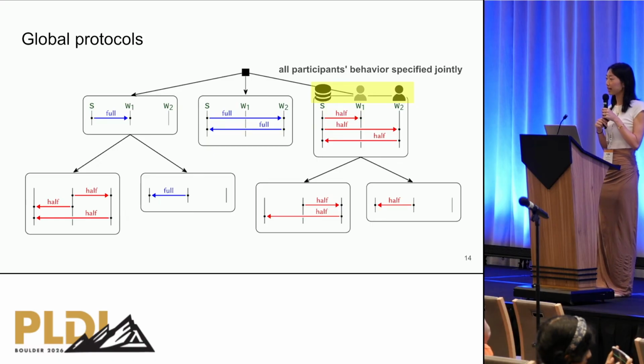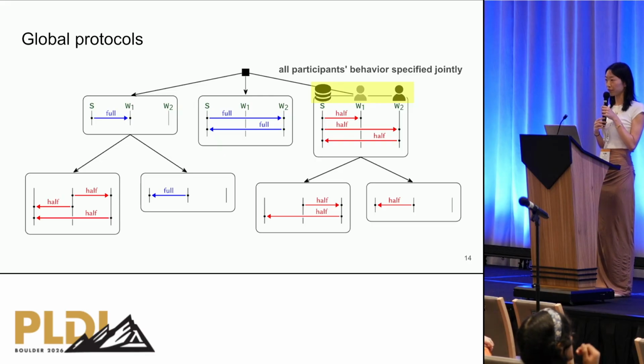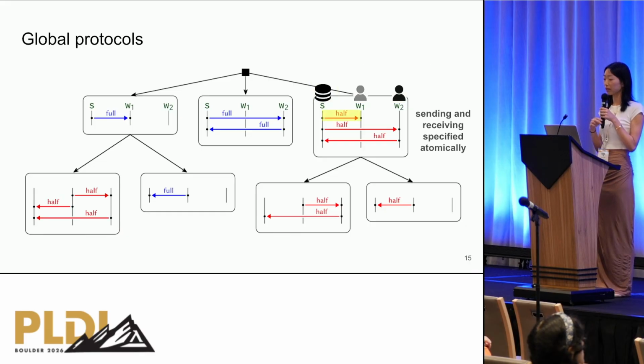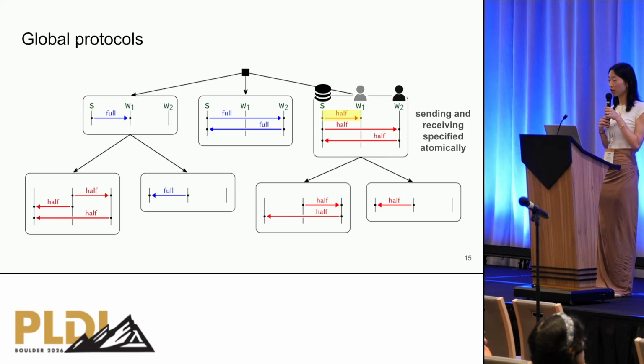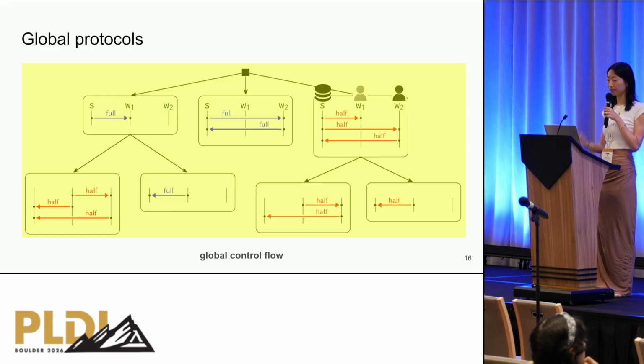The first is that the behavior of all participants is specified jointly from a bird's eye view. So in this message sequence chart diagram, the vertical lines describe each of the 3 participants, the server and the 2 workers. Secondly, the sending and receiving of a message is specified atomically. So the horizontal arrows that connect the server and worker 1 in this case, labeled by a payload, describes the atomic and instantaneous exchange of this message half between them.